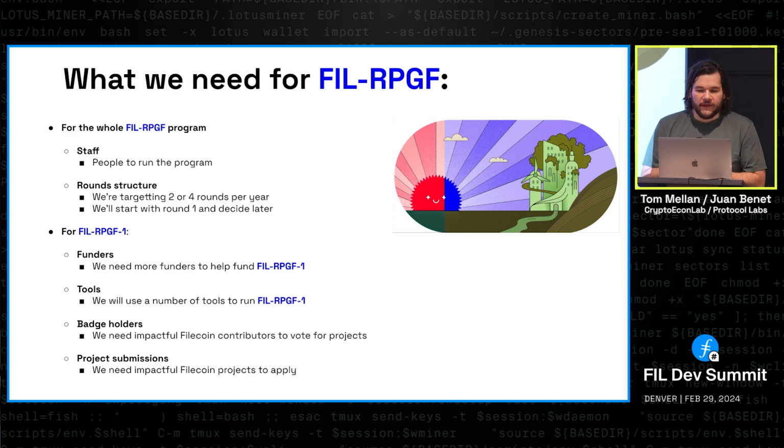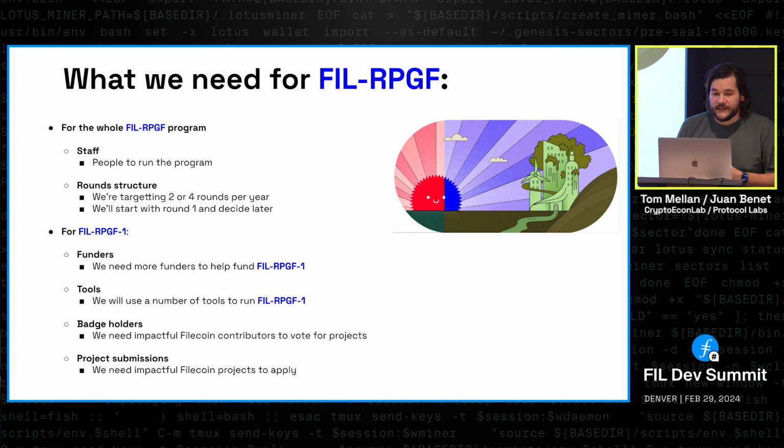So what we need for the whole program is, first off, staff to help run the program. Tom and I are putting this together. We want your help to do this. So if you're interested in helping us run this, come talk to us. We're going to be coming up with a set of small part-time roles for a lot of folks around the community. We want to build this working group to run this.